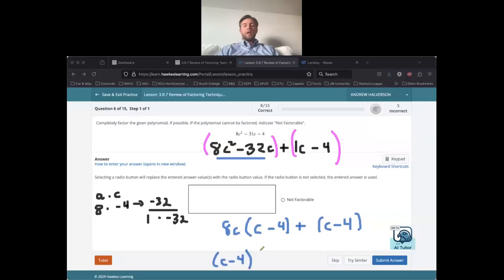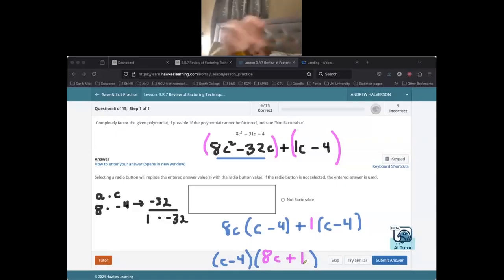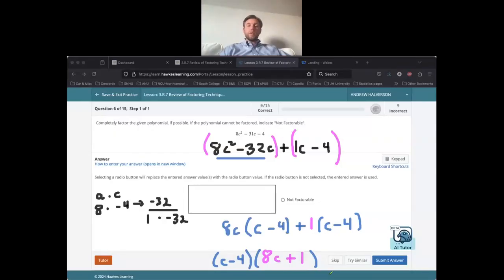What's going to go in my second set of parentheses here? 8c plus 1. Where'd the 1 come from? You're right. It is 8C plus 1, but where did it come from? Because there's an invisible one in front of the other parentheses. Exactly. 8C plus 1. Good. This is another good one you'd probably see on your quiz, on your test.